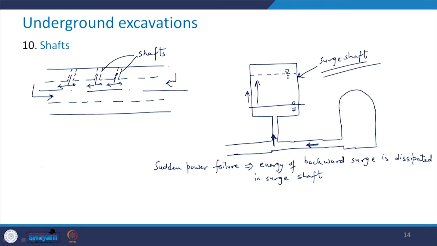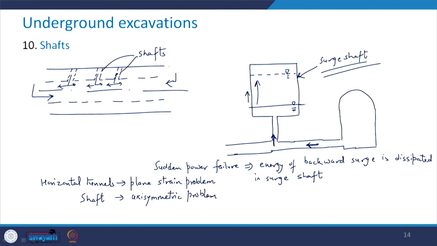So, in case we have horizontal tunnels, then it is a problem of plane strain. You remember we discussed plane stress and plane strain problems. In case of shafts, it is an axisymmetric problem. Please keep this in mind, an important aspect.